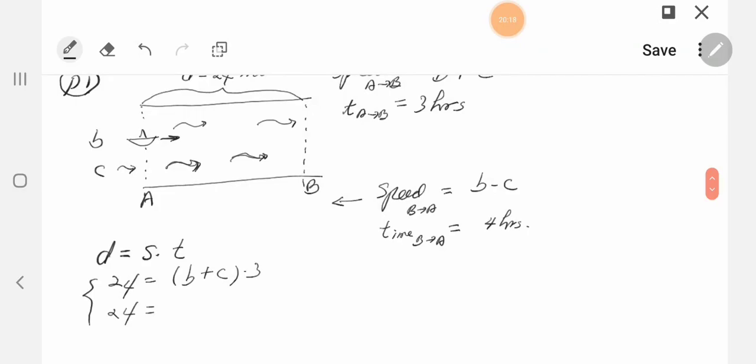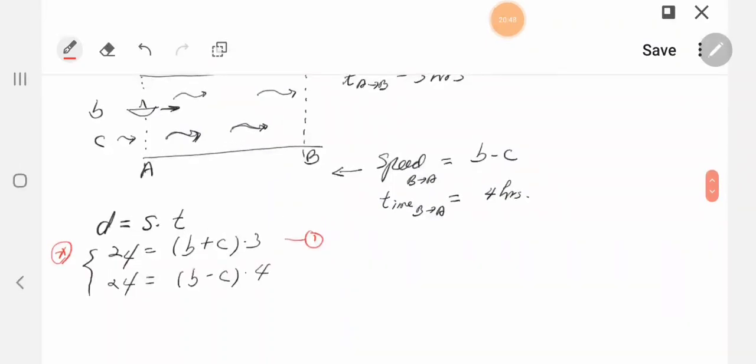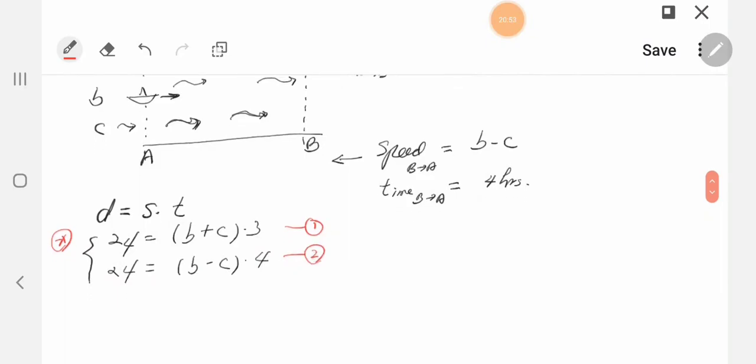So when you return, the total distance is 24 miles, same as when you go from A to B. And when you return, the speed is reduced by the speed of the current, so B minus C. You are going against the water, pedaling against it. How long did it take? 4 hours. So we have this very important equation. The first equation comes from A to B, and the second equation comes from B to A.